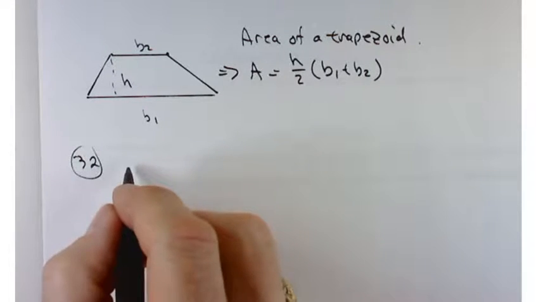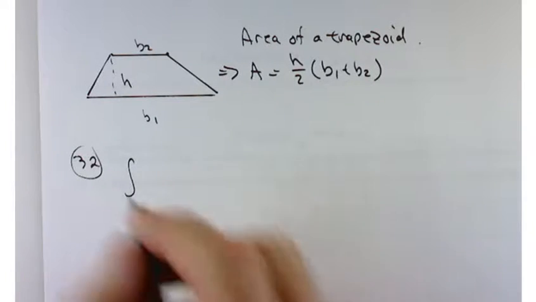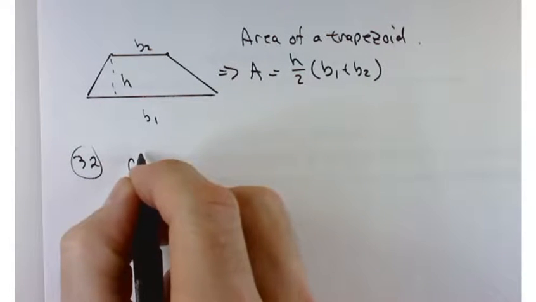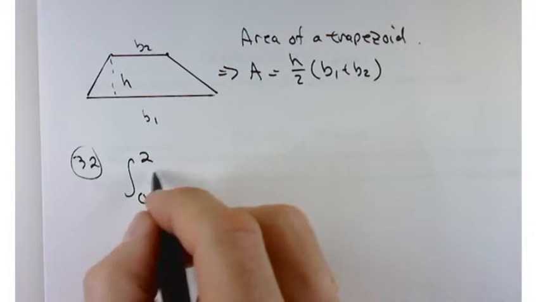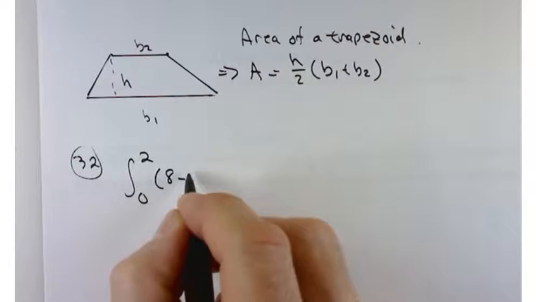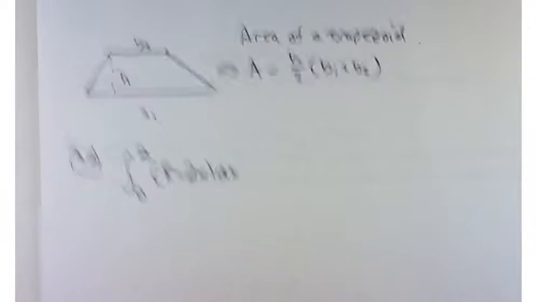It's the integral. You know what? I'm going to go with the same number that I used in my morning class. The integral from 0 to 2. I think the book says 3. Is that right? All right, we're going to go with a 2 there. 0 to 2 of 8 minus 2x dx.